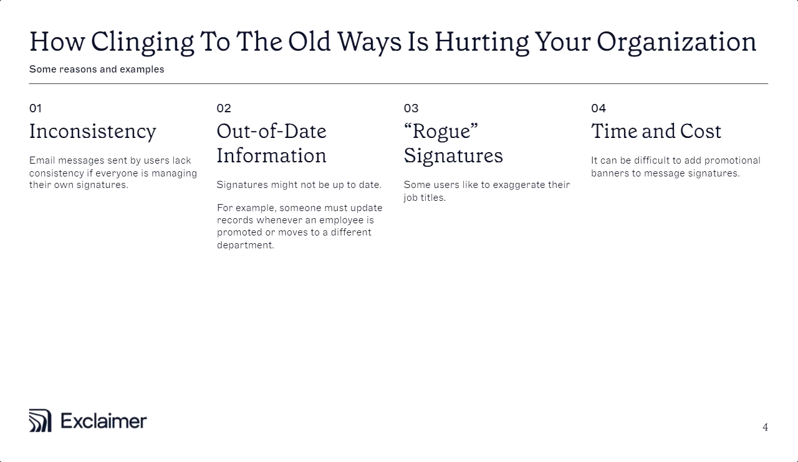Never mind the fact that if you're taking that manual approach to signature management, you're missing out on the opportunity to add promotional banners and other things to message signatures. For example, if your organization is having an event, then maybe you want to append a banner to everyone's message signature promoting that event and then remove it once that event is over. That's something that's very commonly done. But if your organization is handling signatures manually or through a script or something like that, that can be very difficult and costly and time-consuming to achieve. So those are just a few of the potential downsides.